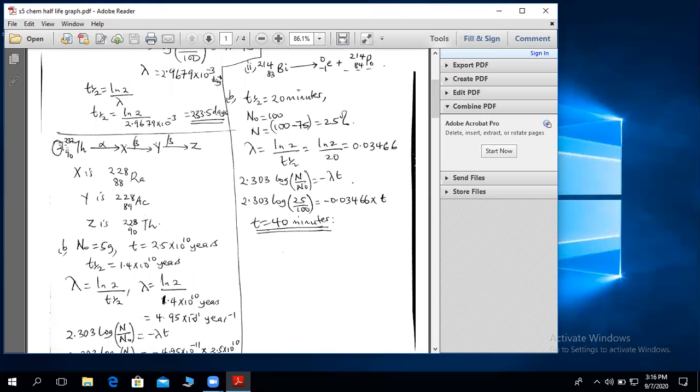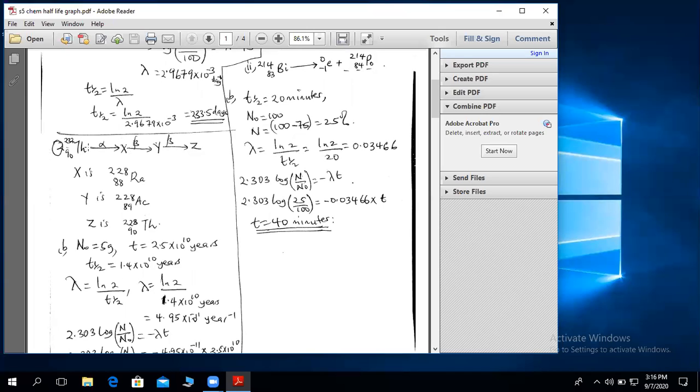Maybe on this part, when an alpha particle is emitted, the mass number reduces by 4, and the atomic number reduces by 2. The alpha particle is a helium particle. So this is how this one becomes 228, and this is 88 here, when an alpha particle is emitted.